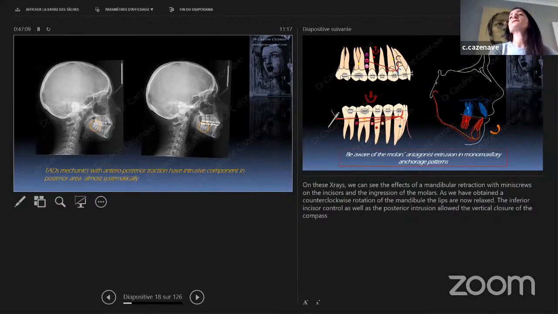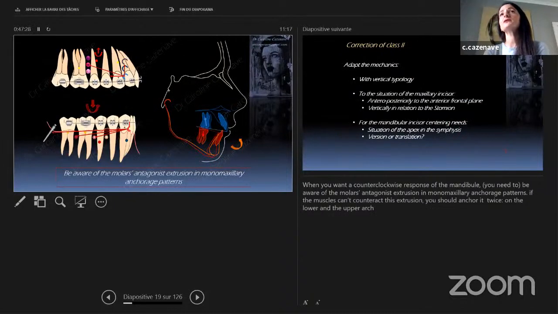As we have obtained a counterclockwise rotation of the mandible, the lips are now relaxed. The inferior incisor control as well as the posterior intrusion allowed the vertical closure of the compass. When you want a counterclockwise response of the mandible, you need to be aware of the molar's antagonist extrusion in monomaxillary anchorage patterns. If the muscles can counteract this extrusion, you should anchor it twice, on the lower and on the upper arch.